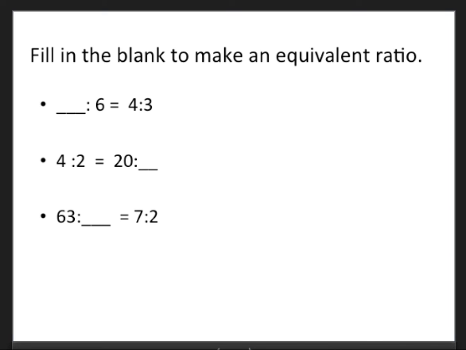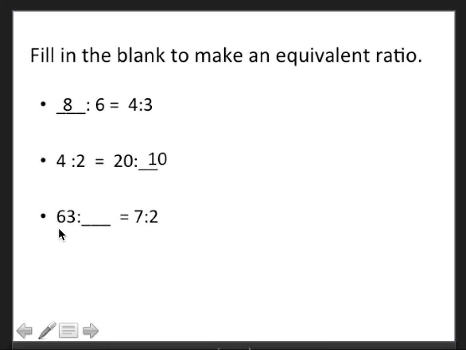Okay, so on these three ratios, I want you to go ahead and pause and write these equivalent ratios and talk about them with your partner. All right, let's check these and see how you did. Notice here, I went from 3 to 6. 3 times 2 is 6, so 4 times 2 is 8. So check, did you have 8 there? On this one, we went from 4 to 20. 4 times 5 is 20, so 2 times 5 is 10.